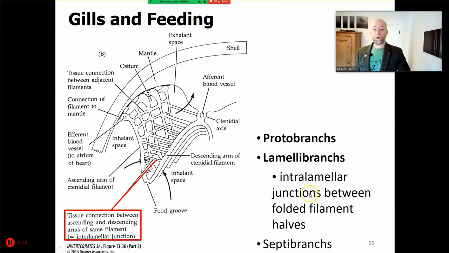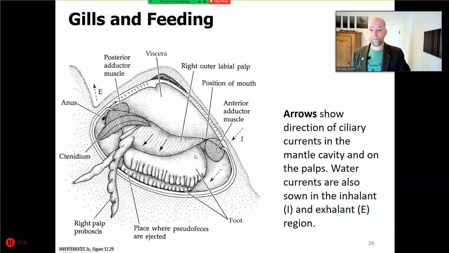But a word about these interlamellar junctions. This is the tissue here that's bridging between the ascending and descending arms of the same filament of the gill. So it's an interlamellar junction, and that's allowing there to be more folds, more surface area. And you can see the inhalant and exhalant canals we talked about, and I'll show them to you here.